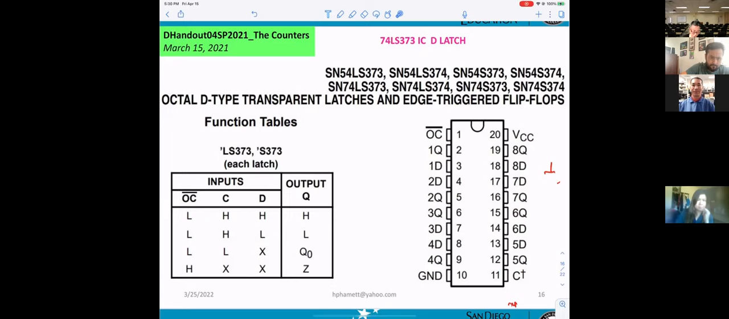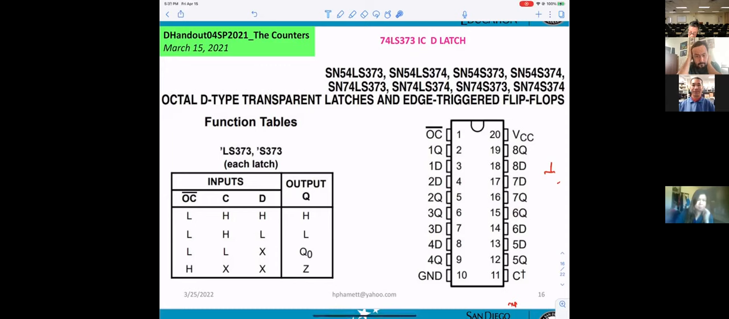If output control is low and C is low, you understand C here. C, that means pin 11. That means enable. Okay? Enable. What does that mean? If pin 11 is at logic zero, that means the input of the D cannot get inside the IC. Okay? You only get the D input.